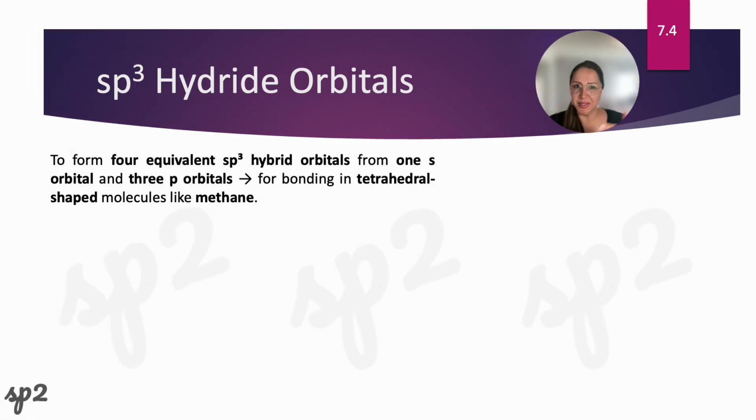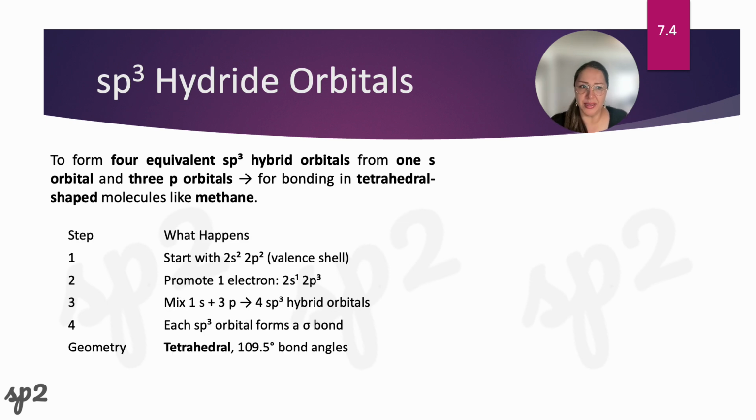We're going to have a similar discussion for the sp3. Now we have four equivalent sp3 hybrid orbitals, where we have 1 s and 3 p orbitals that are mixing. These are the ones that form our tetrahedral shaped molecules, something like methane. So here are the steps. We start with 2s2 2p2, that's what we have in our valence shell. Typically, we need to promote one electron to turn that to 2s1 2p3.